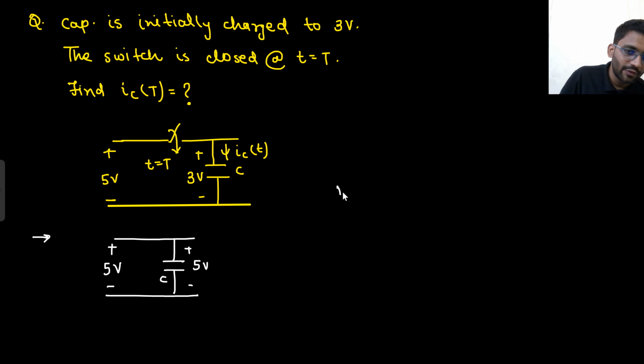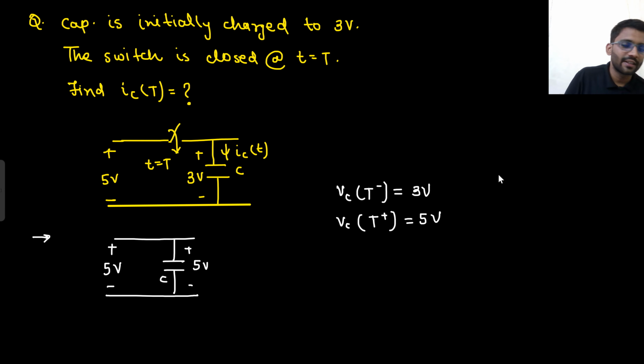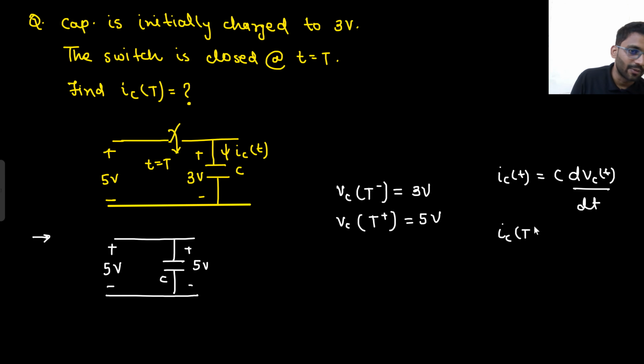Tell me one thing: Vc(T minus), when the switch was open, what was your voltage? 3 volt. Your Vc(T plus) is what? 5 volt. What is the equation of Ic(t)? Ic(t) is C dVc/dt. I am asking at that particular time only. So C into dVc/dt, tell me. At that particular time, the voltage changed from 3 to 5. What is your Vc waveform?